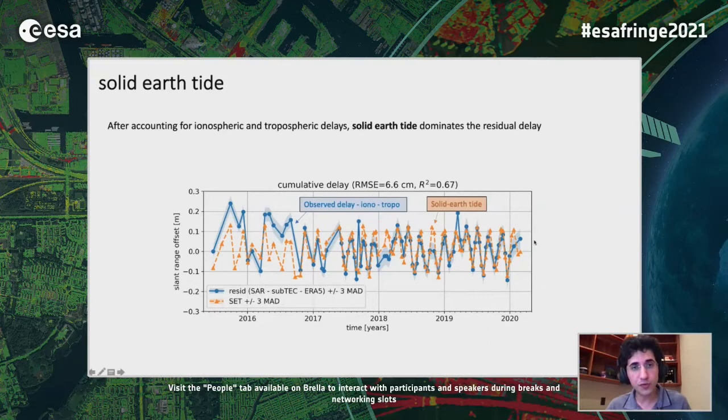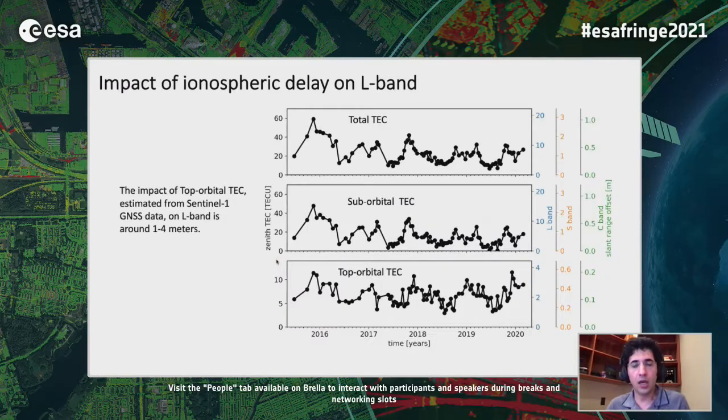After accounting for troposphere and ionosphere, the residual is very clearly dominated by the solid Earth tide, all those ups and downs are due to the solid Earth tide. Since we were interested to see the impact on NISAR, we basically took those TEC data, the total TEC, sub-orbital TEC, and top-orbital TEC, and scaled them to L-band, S-band, and C-band.